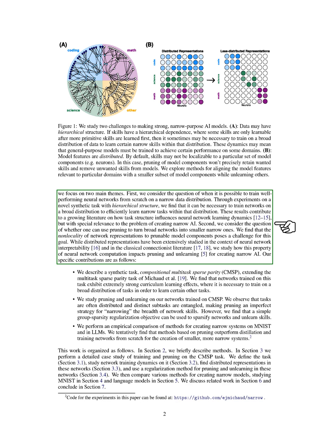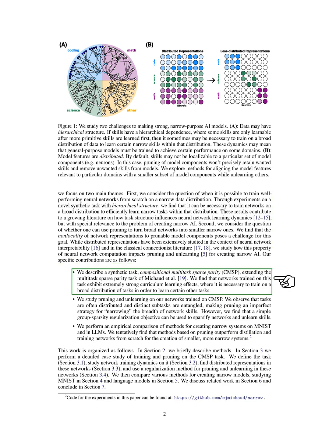Second, we look into whether we can prune larger networks to create smaller, specialized ones. We find that the way networks represent information complicates this process. While the concept of distributed representations has been widely studied, we analyze how this affects pruning and unlearning in the context of narrow AI. Our contributions include defining a synthetic task called compositional multitask sparse parity, CMSP, which extends previous work. We observe that networks trained on this task show significant curriculum learning effects, indicating the need to train on a broad range of tasks to learn specific ones effectively.